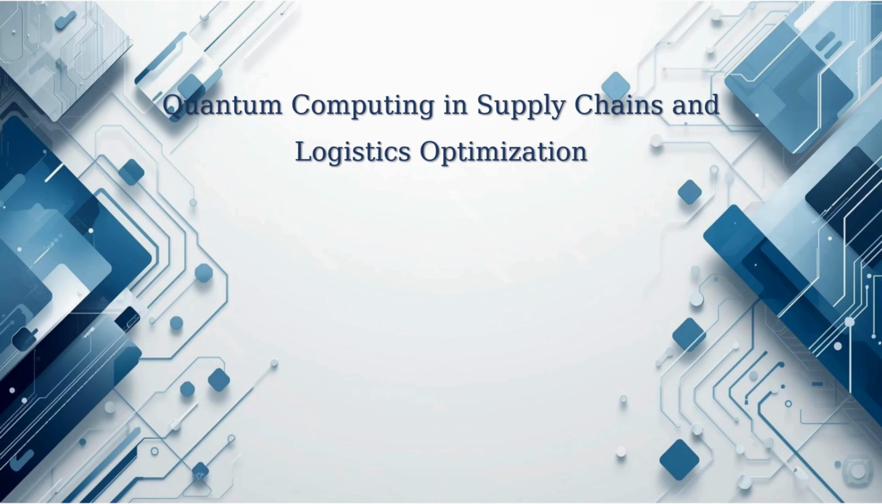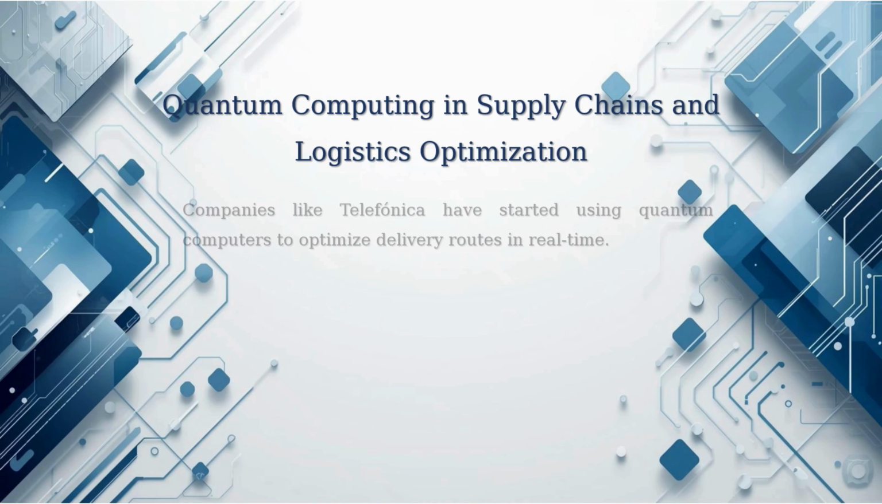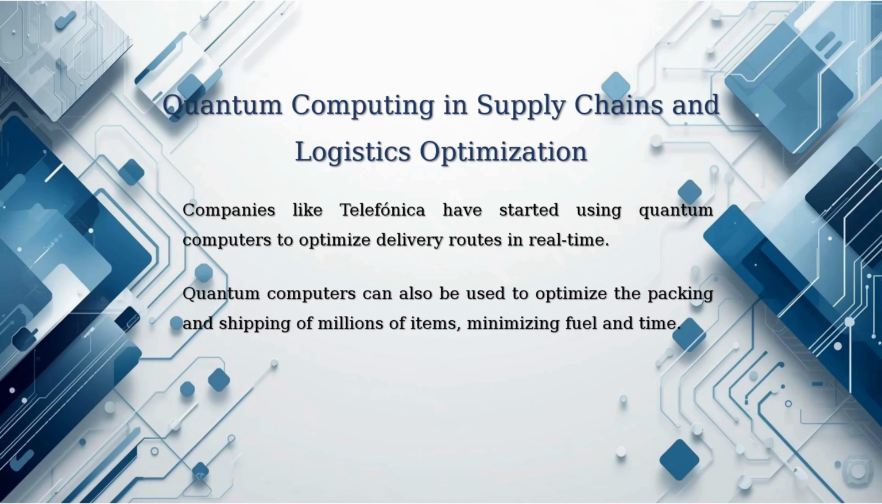Quantum computers can also be used in supply chain and logistics optimization. Companies like Telefonica have started using quantum computers to optimize delivery routes in real time. Quantum computers can also be used to optimize how millions of items are packed and shipped to minimize fuel and time.